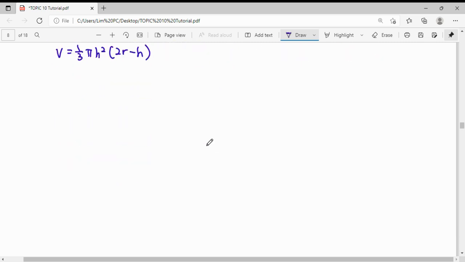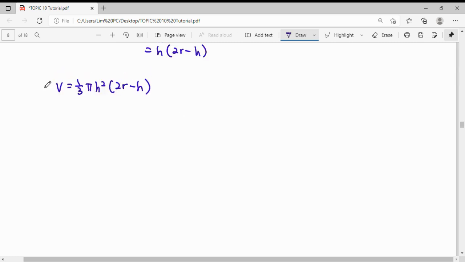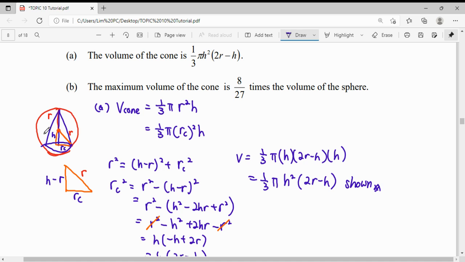Notice that in this equation, V is in terms of h and r. But in order to adjust our cone, we want to maximize the volume of the cone, so only h will be the variable. The r here is the radius of the sphere. The sphere doesn't change, so the sphere is constant. So we want to modify our cone to become maximum.